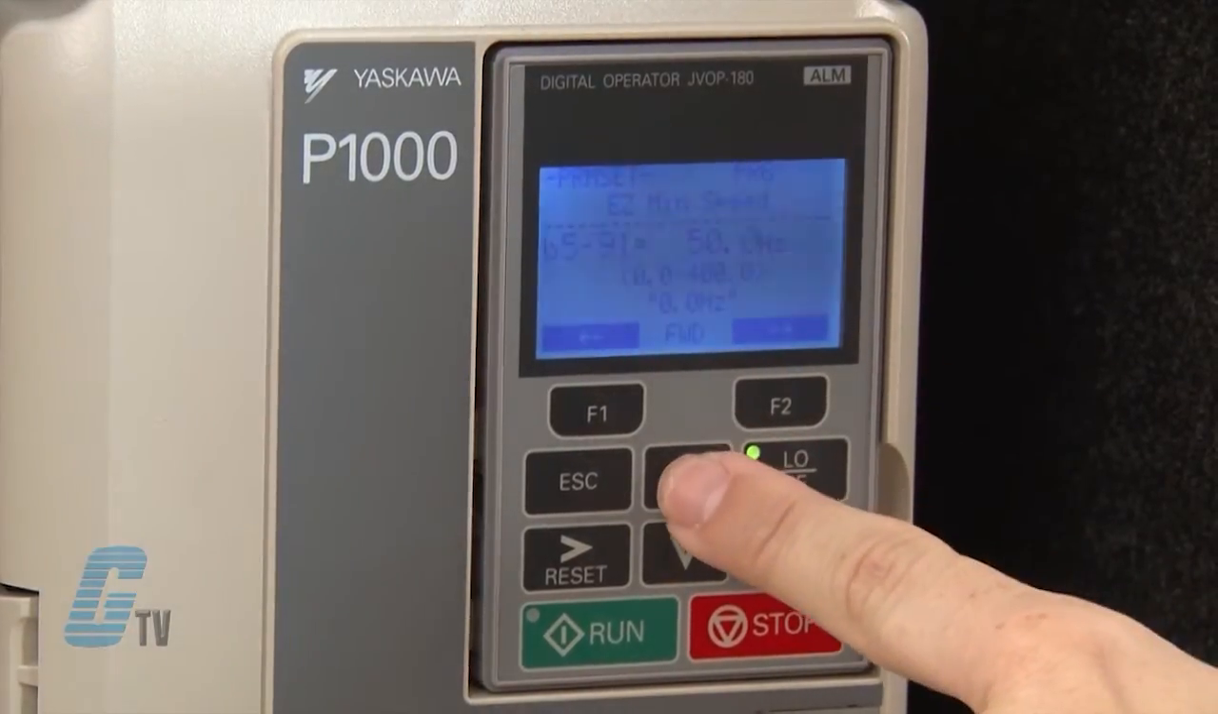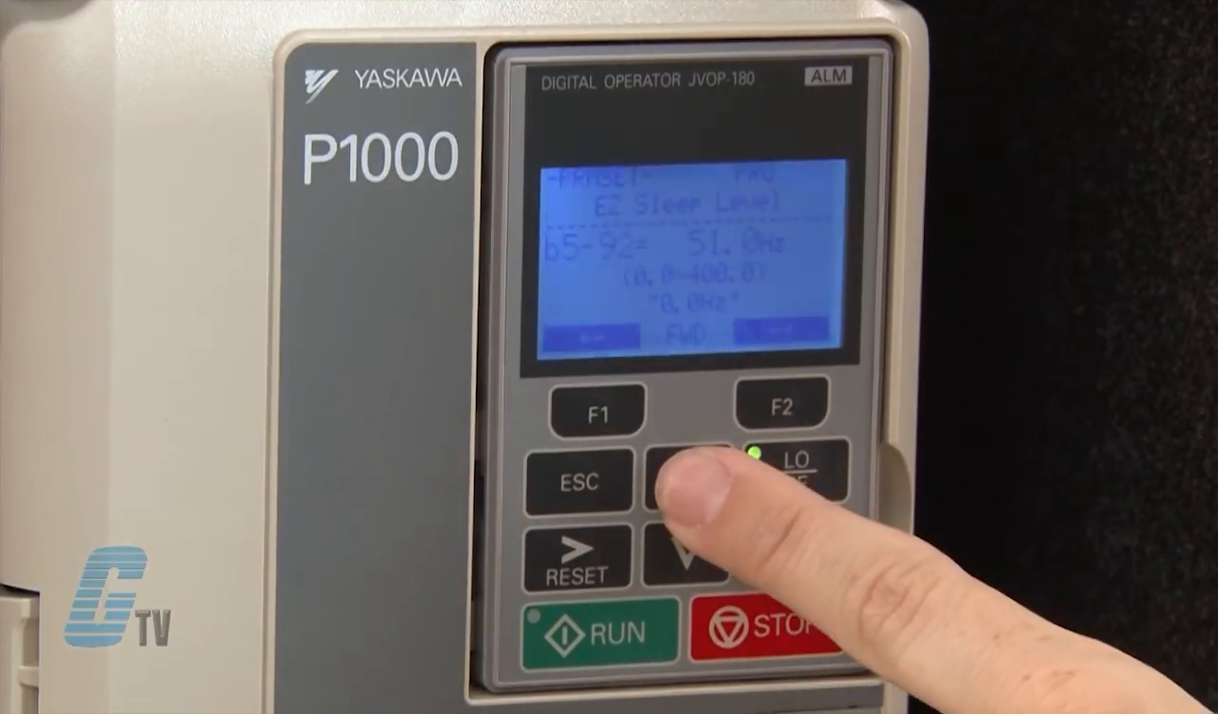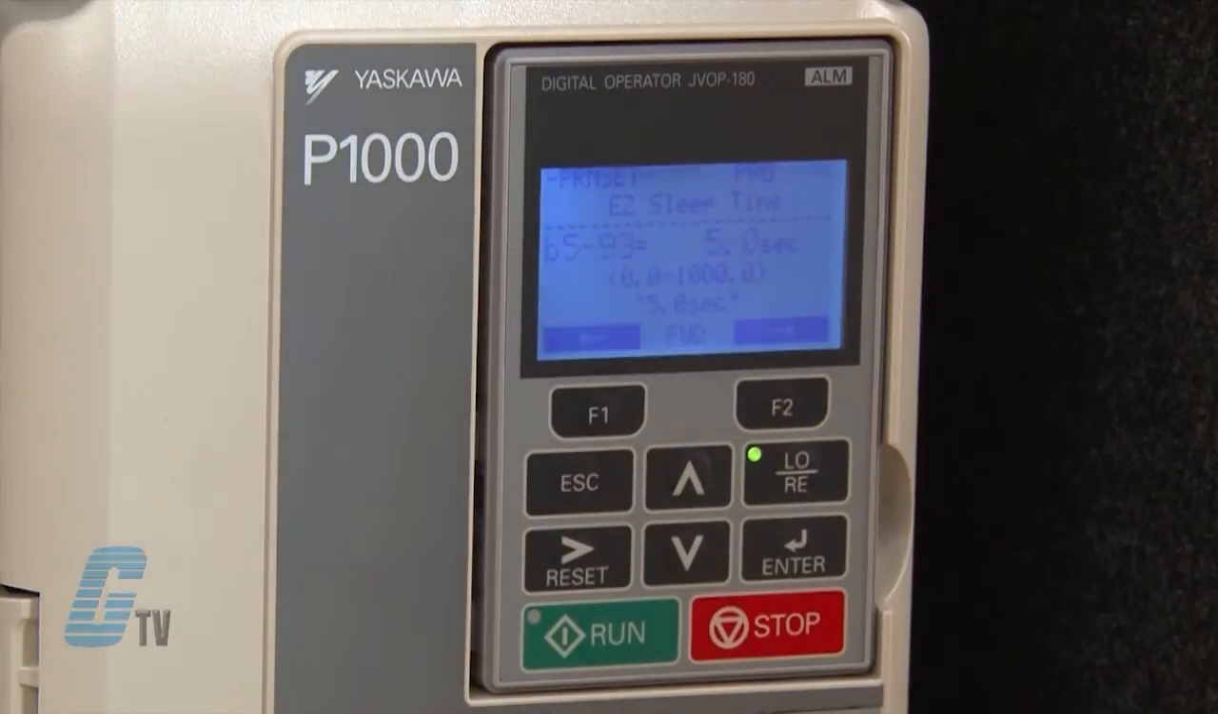Next is B5-92 for easy sleep level. When the drive's output goes below the set level in this parameter, the drive will go to sleep. The parameter will display 51 Hz since I had put 50 Hz as my value for B5-91. I can also adjust the time of how long before the drive will go to sleep in parameter B5-93.